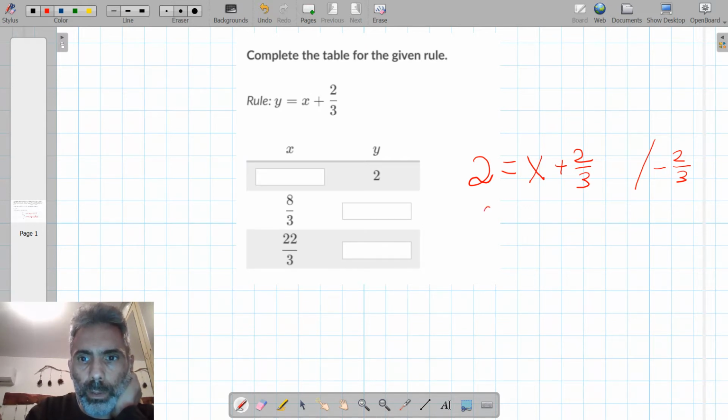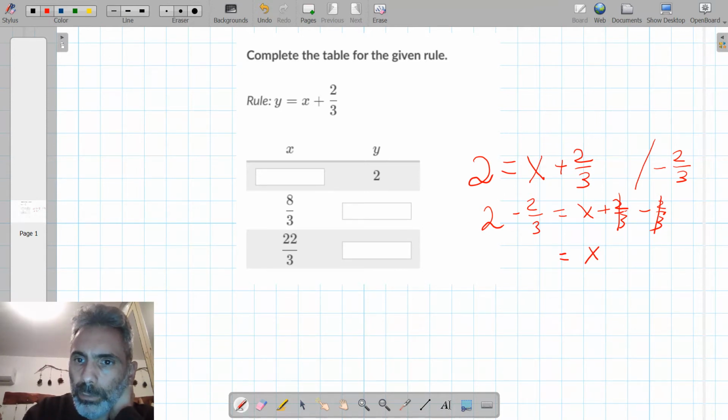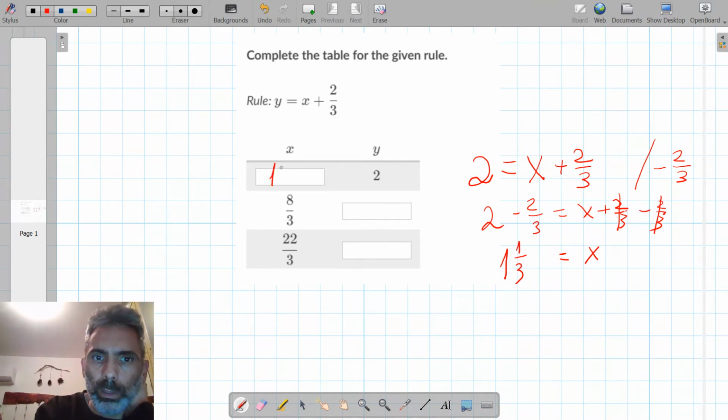So 2 minus 2/3 equals x plus 2/3 minus 2/3. So this cancels out. I'm left with x on the right hand side of the equation, and on the left side, I'm left with 1 and 1/3, because 2 minus 2/3 is 1 and 1/3. So here x equals 1 and 1/3.